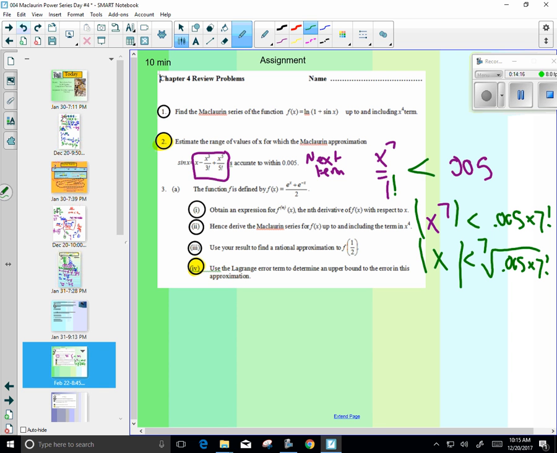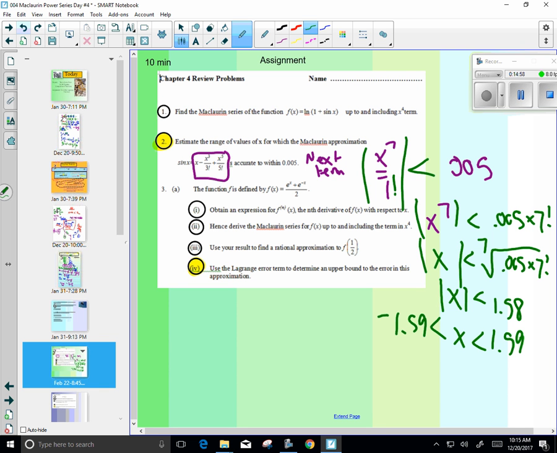What values of x is that going to be? Less than about 1.58 or 1.59, that's fine. So it's going to be between 1.59 and negative 1.59. This is the error, so we're just saying that the absolute value of this is going to be less than that. But if there was a constant, like minus something, then it wouldn't be just a negative.